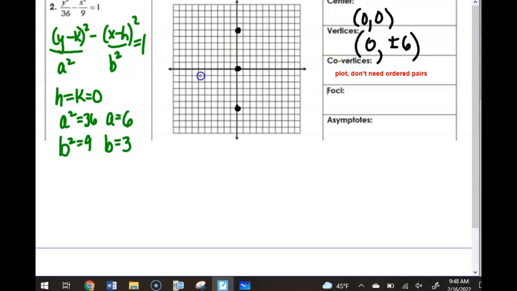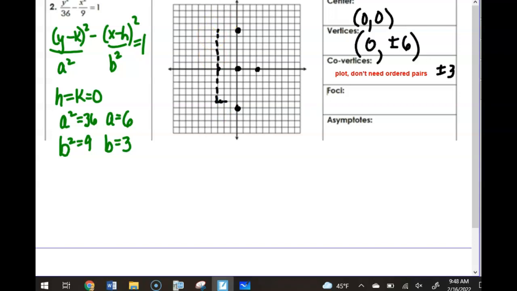How far are we going to go on the other axis? Anybody know? Underneath the x was a 3 squared, so we're going to go 3. Yep, good job. We're going to go out 3 this way and 3 this way. So that was a plus or minus 3 from the center either way. I don't really care about the ordered pairs for that because you don't actually include those in your graph. It just helps us draw the rectangle.